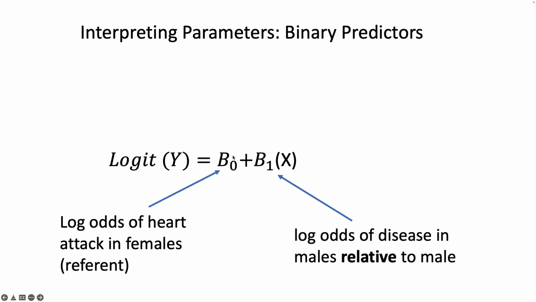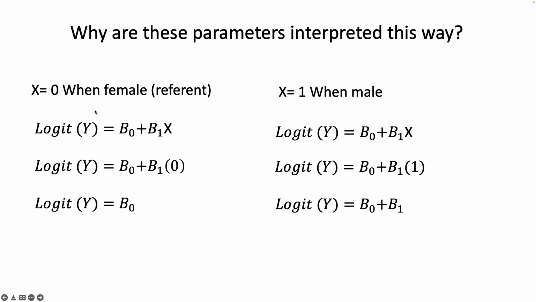But as far as why these two things apply to the males and to the females, I can show that pretty easily. So we called x 0 when it's female. If we plug 0 into this equation, we're left with this value representing the log odds of the outcome among females. And when it's male, we have this function representing the log odds of the outcome when you're male, and that doesn't really have a lot of interpretability.